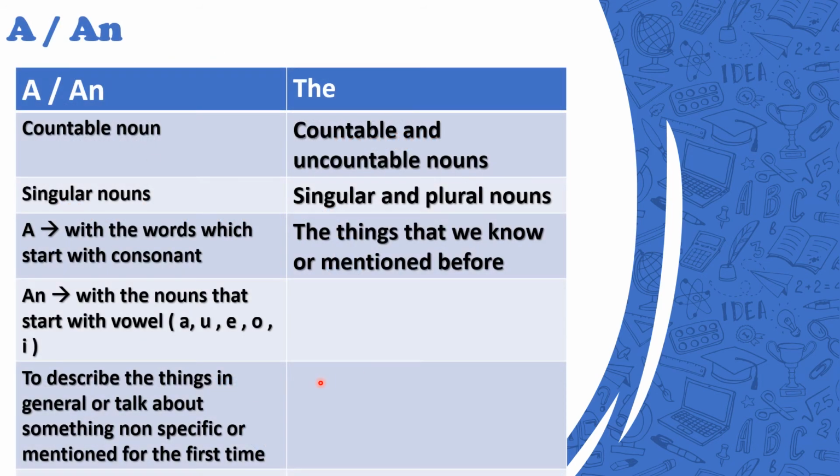So this table is a summary of what we talked about in this class, the indefinite articles and the definite article. A and an are indefinite, so we use them with singular countable nouns: a with words which start with a consonant, and an with nouns that start with a vowel. We use them to talk about something in general, non-specific, or mentioned for the first time. But the is used with countable and uncountable nouns, singular or plural, and we use it with things that we know or mentioned before.